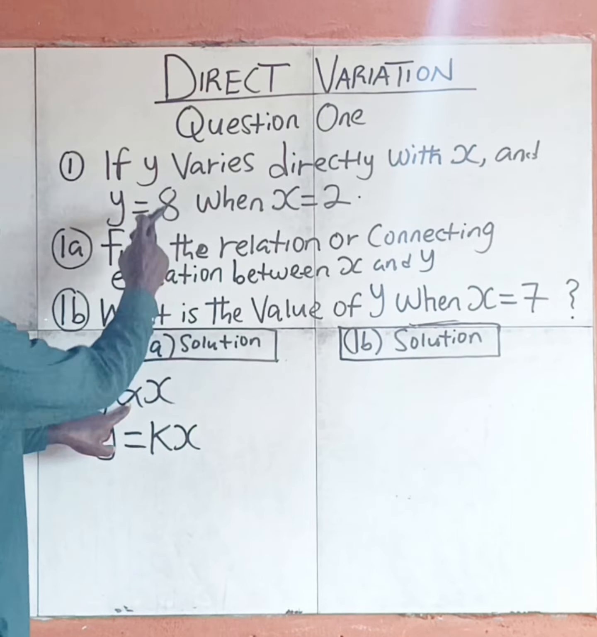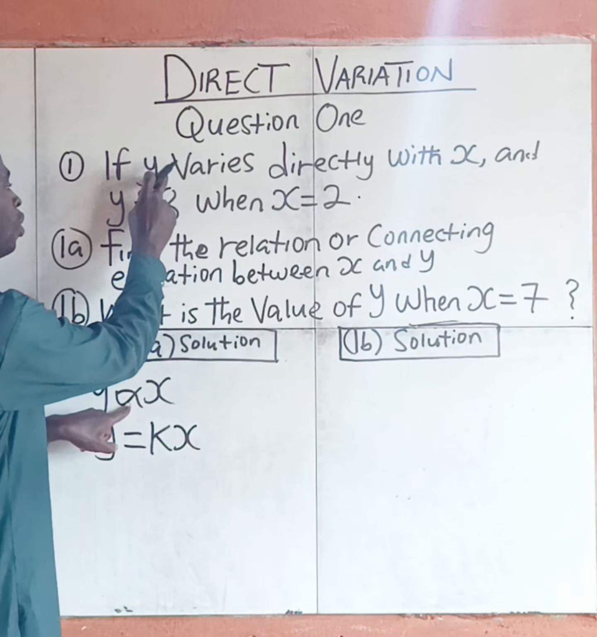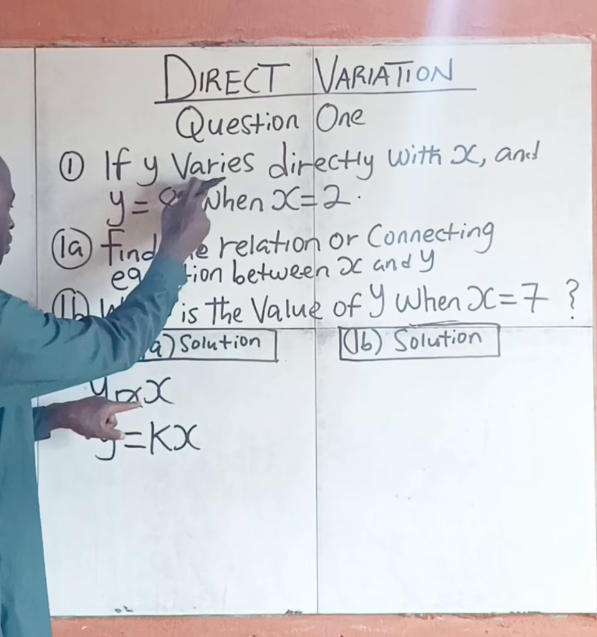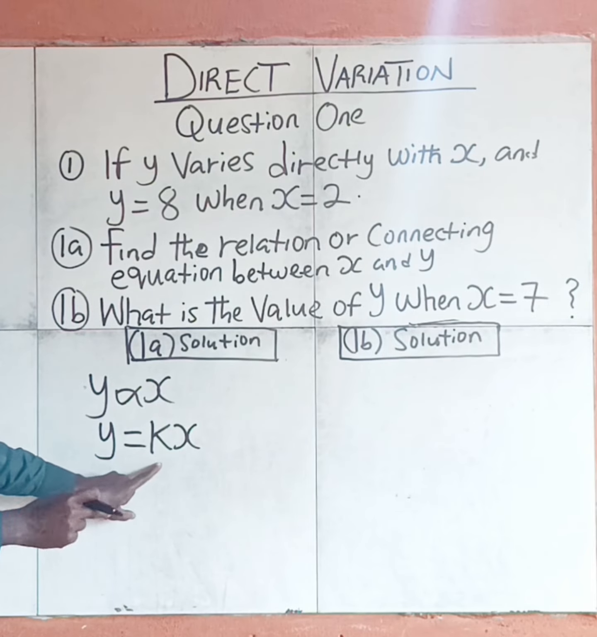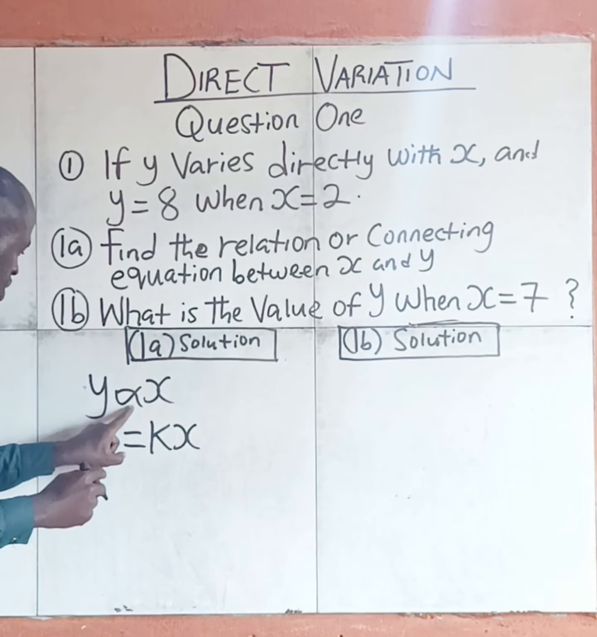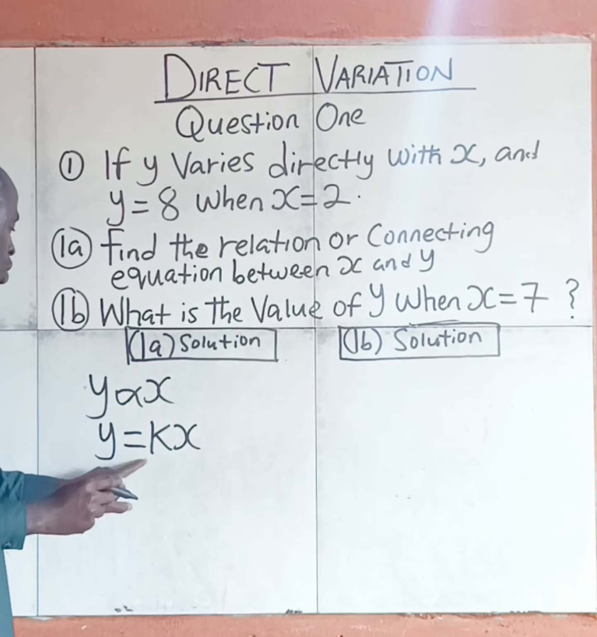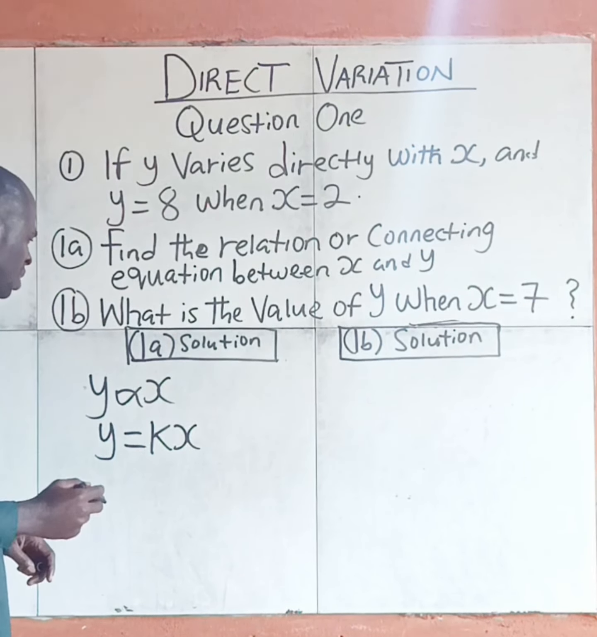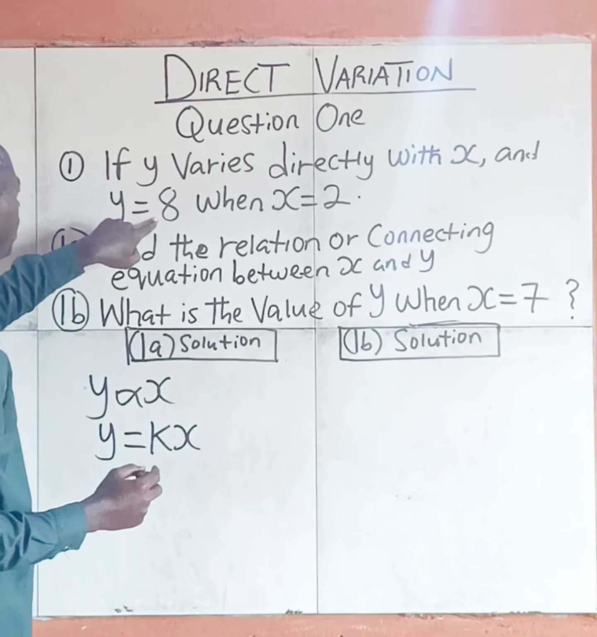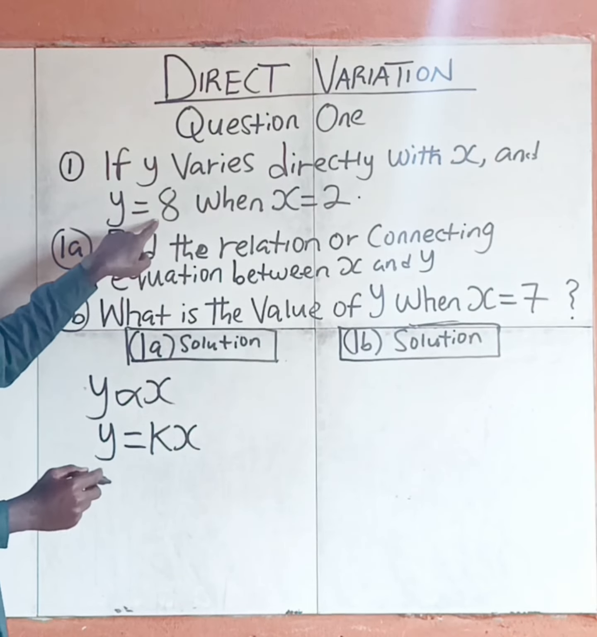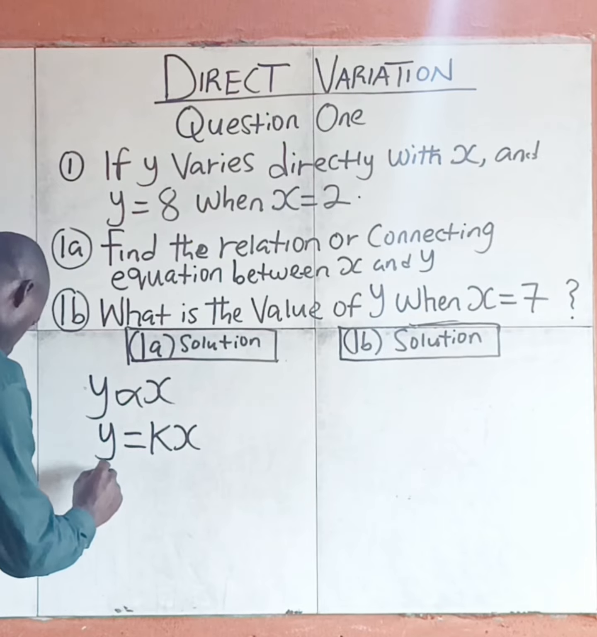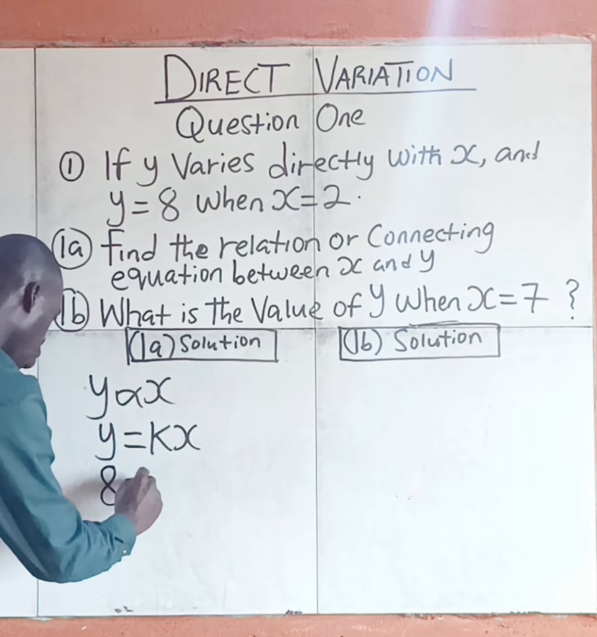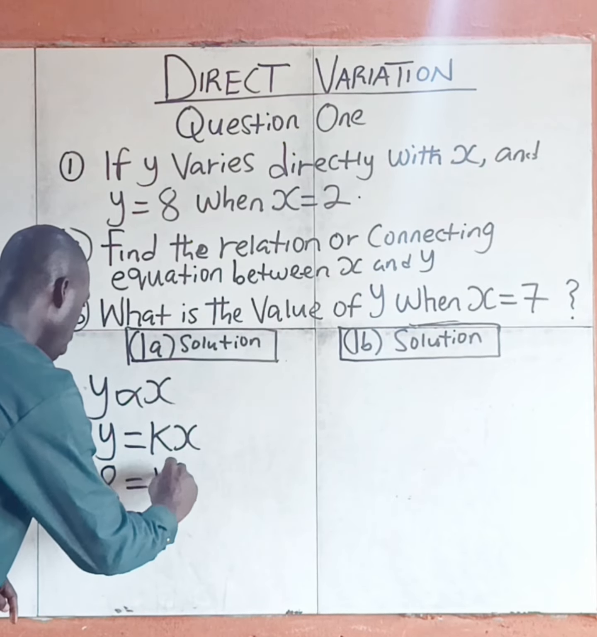You change this symbol, you follow your question accordingly. If y, I write the y, varies, I write the symbol, directly with x, I write the x. Then I introduce a constant here and turn this symbol into an equal to sign. So this becomes y equals to kx. Now, next, we are going to plug in the value of y. What is y? Whenever I see y, I'm going to substitute the value and put 8. So here simply becomes 8 equal to k.